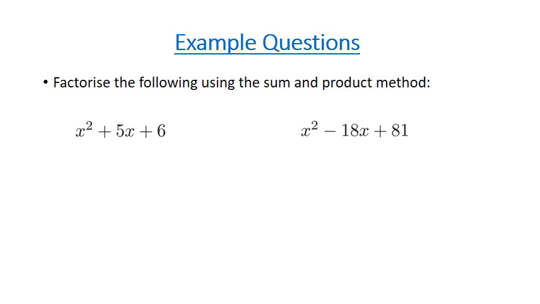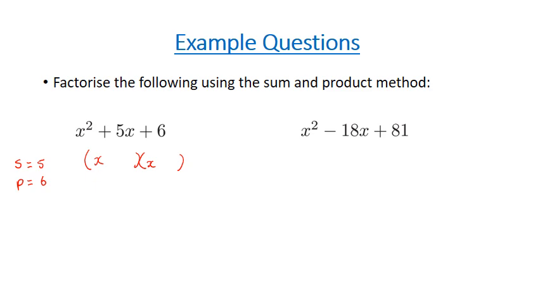So let's have a look at a few examples. The question says factorize the following using the sum and the product method. In our first example, we have a sum of 5. I'll use S for sum. The sum is 5, so when we add together we get 5. Our product is 6, so when we multiply together we get 6. The first thing I can do is put in my x's, because I know there's going to be x and x. I now need two numbers that when I add them together give me 5, and when I multiply them together give me 6.